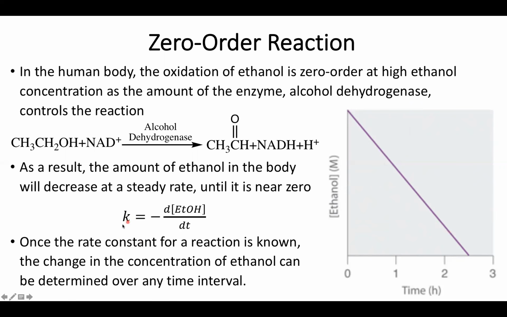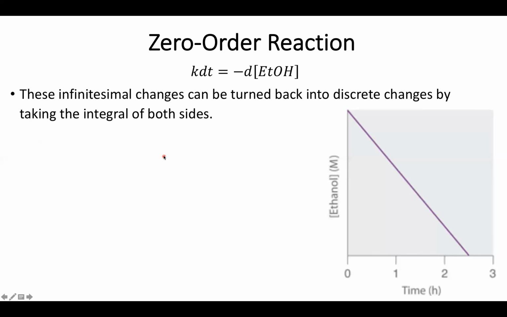Now, one of the things we can do is start with this basic rate equation and try to switch it back from infinitesimal changes, so again, looking at just the slope at a single point, to essentially discrete changes by taking the integral of both sides. So more or less undoing that first derivative. And this will actually be fairly simple for the zero order case.